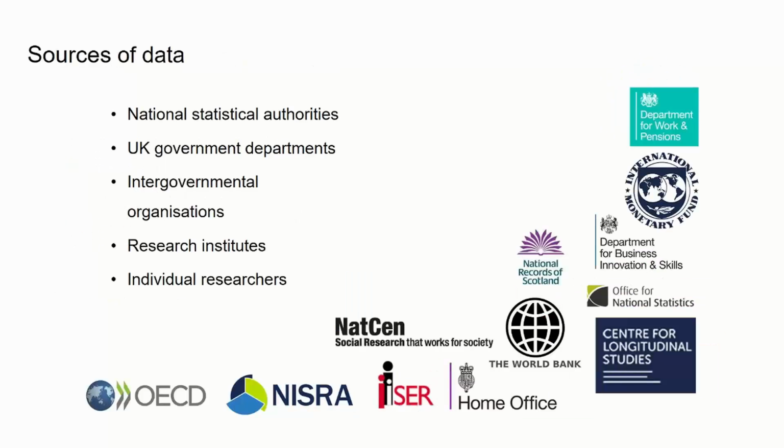So next we'll discuss sources of our data. The data we hold come from a variety of sources, and we're allowed to disseminate them under license from the original data creator. Our depositors include national statistics authorities, such as the ONS, UK government departments, such as the Home Office, and intergovernmental organisations, like the International Monetary Fund. We also have data from research institutes, for example, NatCen and ISA and CLS.